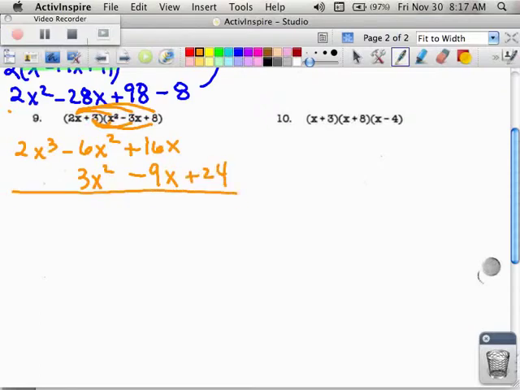And now if I want to combine like terms, all the like terms are lined up on top of each other. This is not necessary, but visually it's very easy to see what combines. So I have as my ending answer 2x cubed minus 3x squared plus 7x plus 24. And that's my final answer.